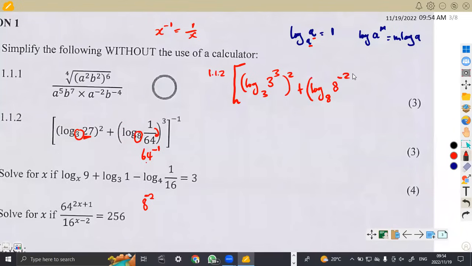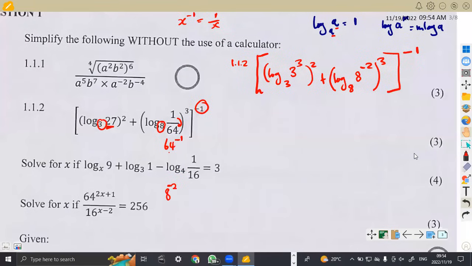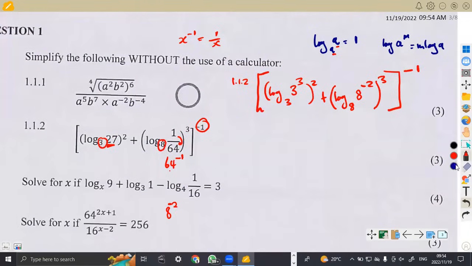Then everything that we have here, we raise to the exponent of 3, then the whole bracket to the exponent of minus 1, this negative 1 that we have here. All right, so from this stage, guys, that means we can simplify now. Let's apply the laws. Remember this law that I talked about. If there is an exponent, we have to drop that exponent to multiply the log. That is the 3 here and the minus 2.